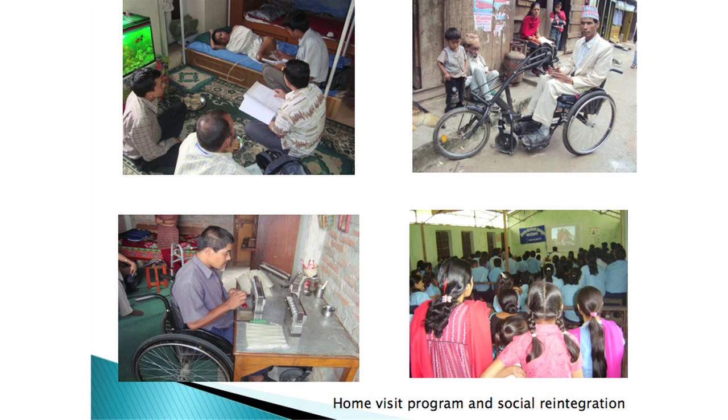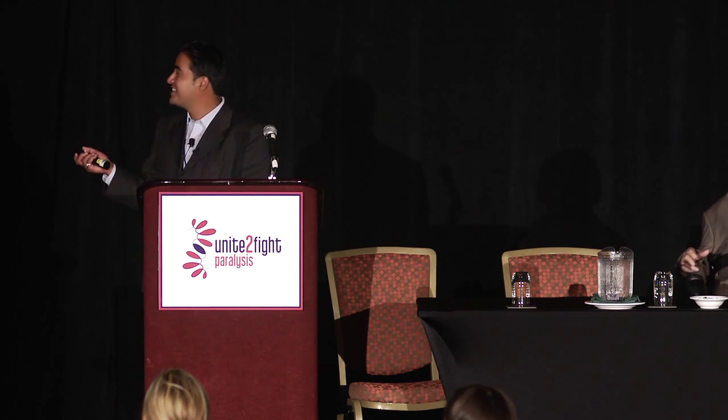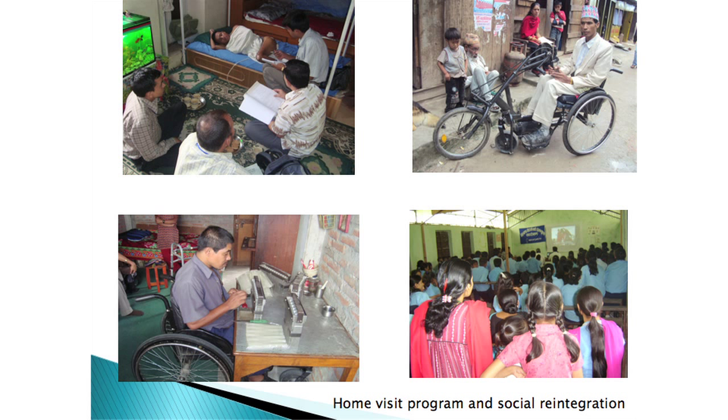Okay, here you can see some of the pictures. The first one is an MDT visit to the home of a patient. In the second picture you can see a tricycle. I saw that at the exhibition site also, and I'm happy that even in Nepal we have it, despite having fewer resources. Then after this you can see vocational training we have given to patients, and they have been doing social reintegration in their community. This patient is making candles for his daily living. And this one is about the awareness program we do for local communities and local schools about SCI.